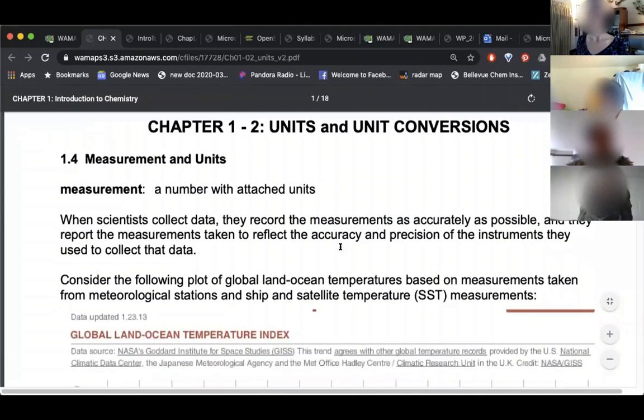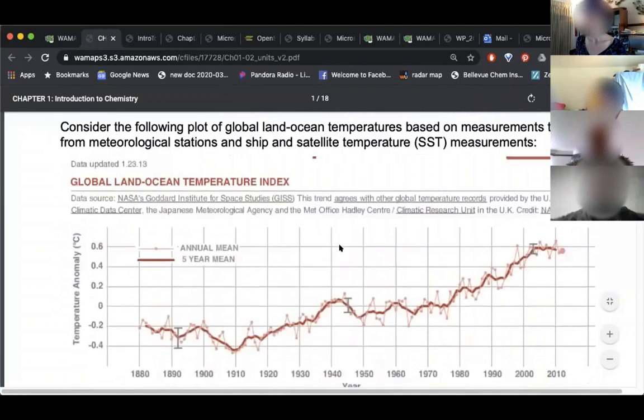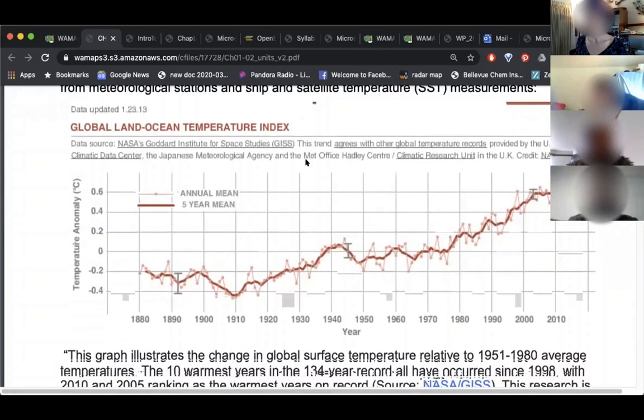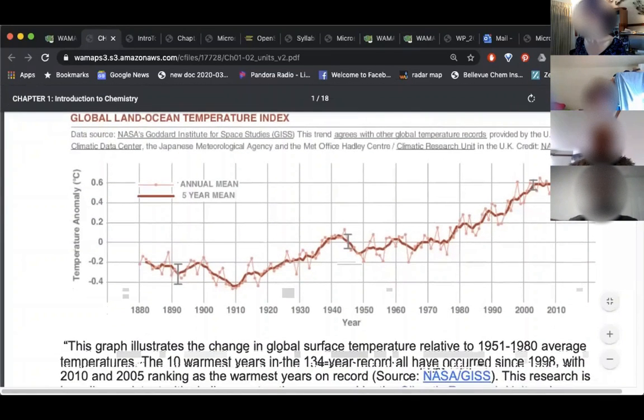Measurements as a number with units attached. And then here's some data. It's a little bit old, 2013, but the trends are clear. So this is looking, I like to talk a little bit about reading graphs, but again, it's not one of our core outcomes. And so that's one of the things we'll talk a little bit about and then keep moving.